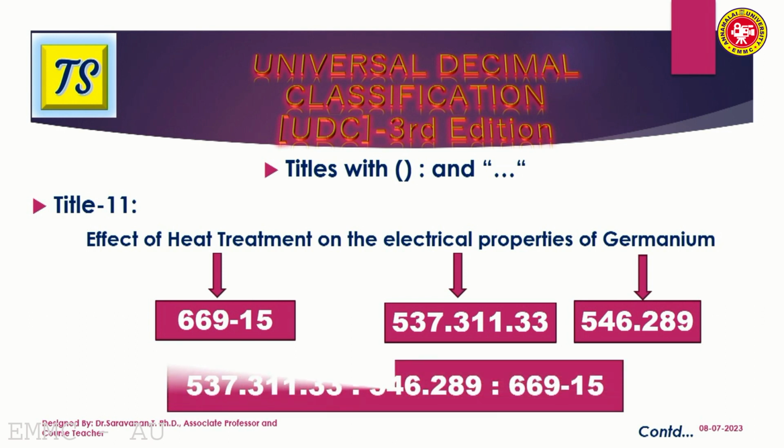The final number should be arranged in this format. So electrical property should come first, followed by germanium and 669-15. Of course, if you are strong in the Wald-Pixar principal concept, you can use this technique in UDC too, because the Wald-Pixar and the postulates are available in column classification. You can use it. The electrical property should be placed first, followed by germanium, and then the heat treatment, 669-15, the sequence method.